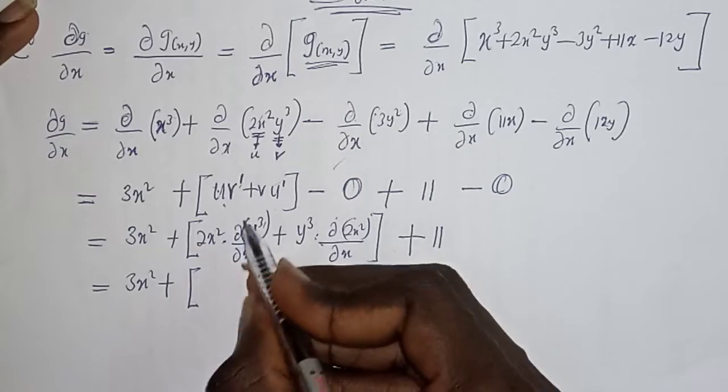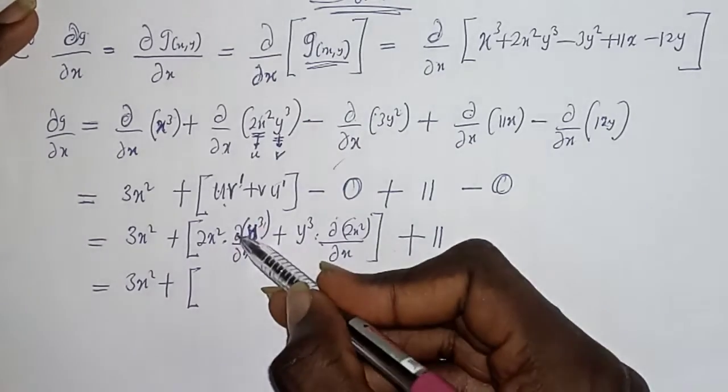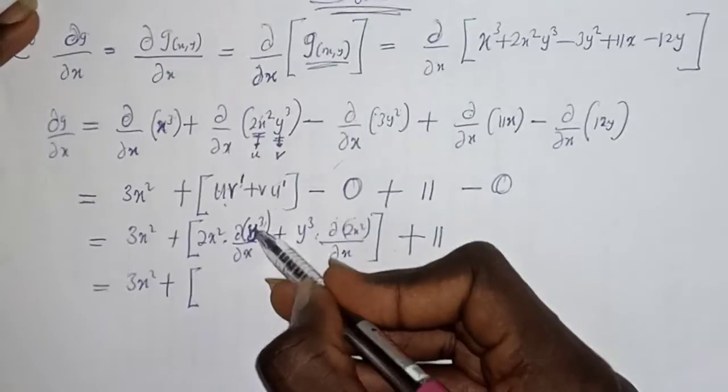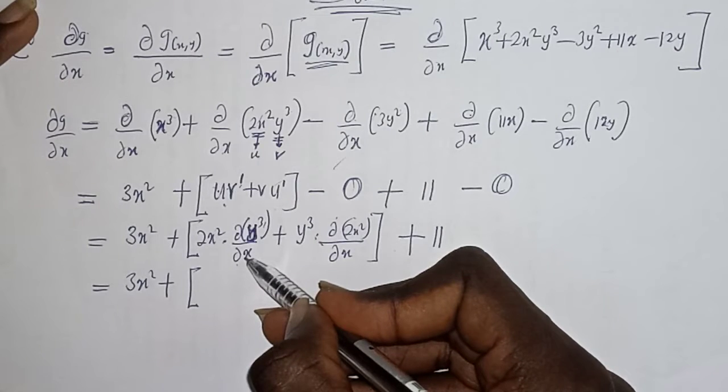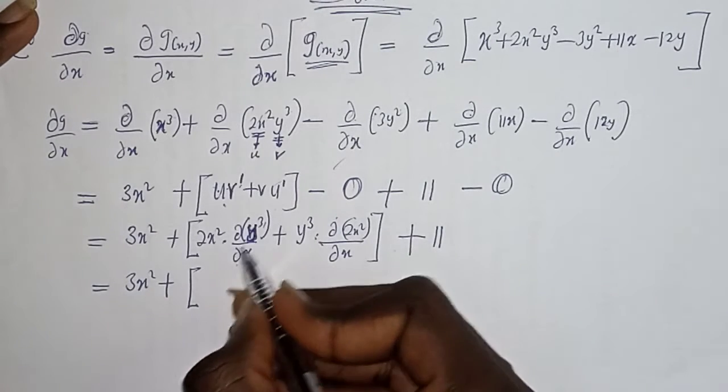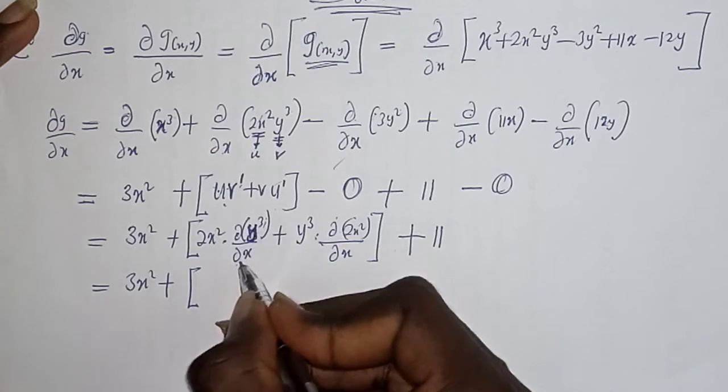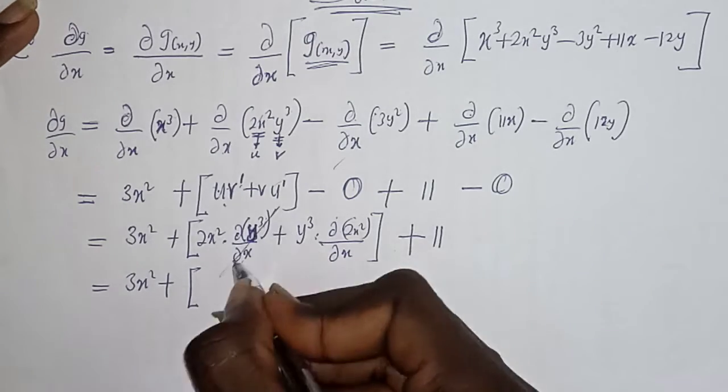Now let me explain this clearly. V prime means differentiate v, and v is already y cubed. See it here. With respect to what? Partially with respect to what? X. And trivially, differentiate y cubed partially with respect to x is not possible. That's 0. 0 times this gives us 0.